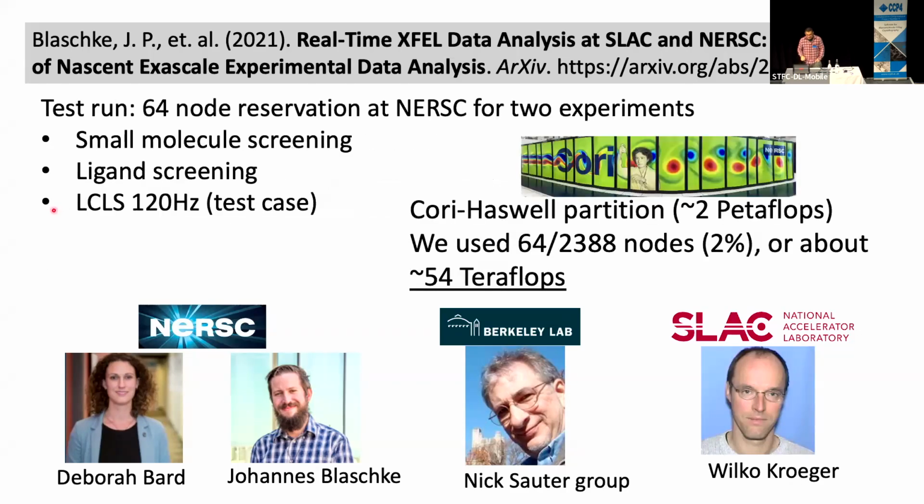We used just 64 compute nodes. Each computer has 32 processors, so 64 times 32 total processors to do the analysis. But this is kind of small compared to the state of the art. So we used this Cori Haswell partition at NERSC, which in total is 2 petaflops.